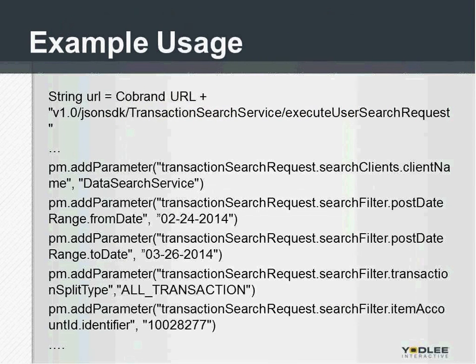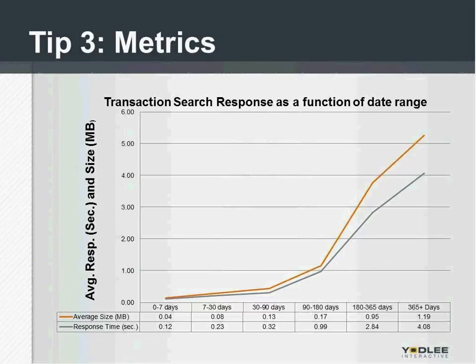So, here's a sample usage of the transaction search API. The transaction search API is really built and indexed off of the post date and the transaction date. And so we recommend using the post date as the filter, and here's an example of limiting the response back to basically the last month of transactions, going from the 24th of February to today. This is an example that would return you the last month of transactions. Pretty straightforward.